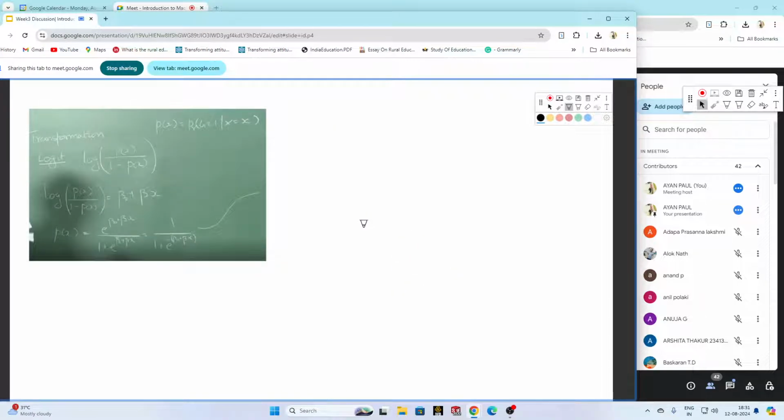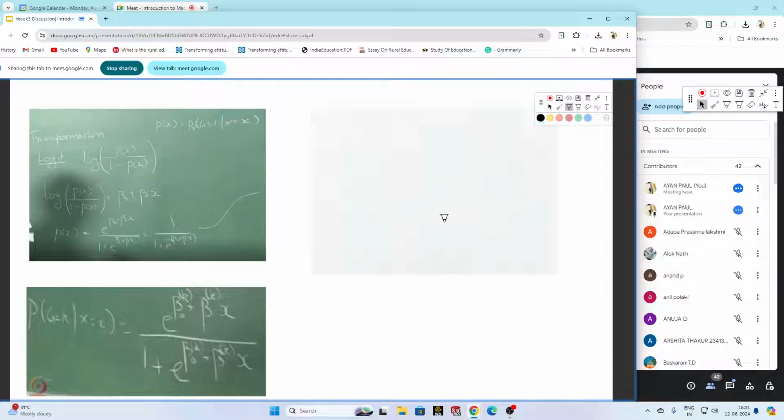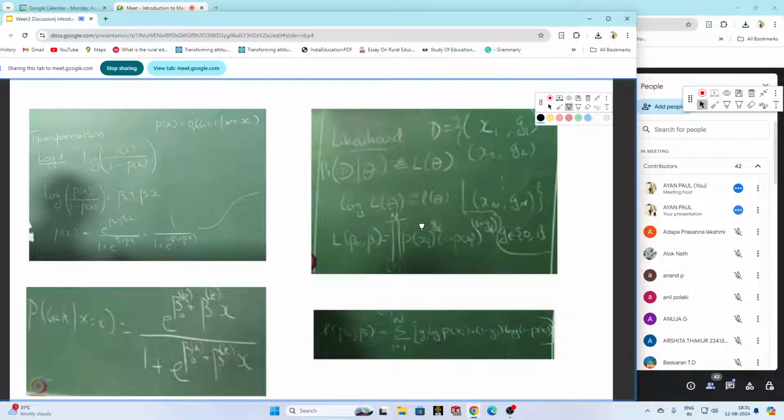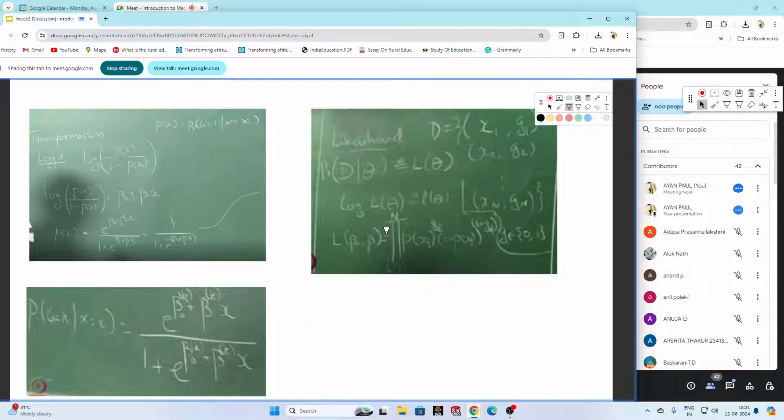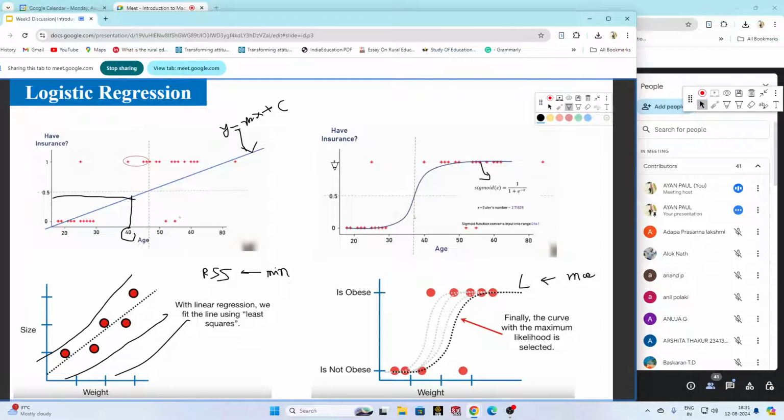Okay, so we will go into some maths, because maths is something important. This is the maths about RSS. This is the maths about likelihood. So likelihood here, you can see this axis. This axis is actually probability. 1 means the person will buy insurance, 0 means the person will not buy insurance.